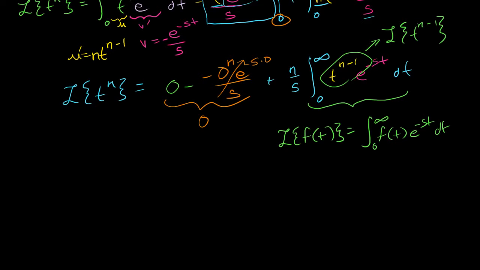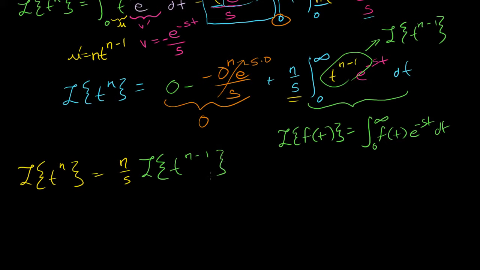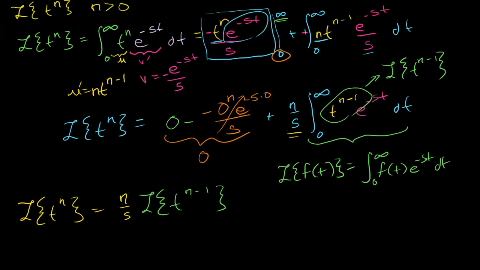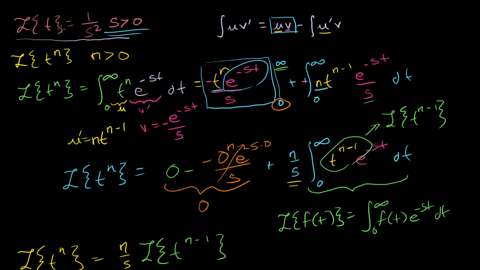We get the Laplace transform of t to the n is equal to, this is all 0, n over s, that's right there, times this integral right here, which we just figured out was the Laplace transform of t to the n minus 1. Well, this is a nice, neat simplification. We can now figure out the Laplace transform of a higher power in terms of the one power lower than that, but it still doesn't give me a generalized formula.